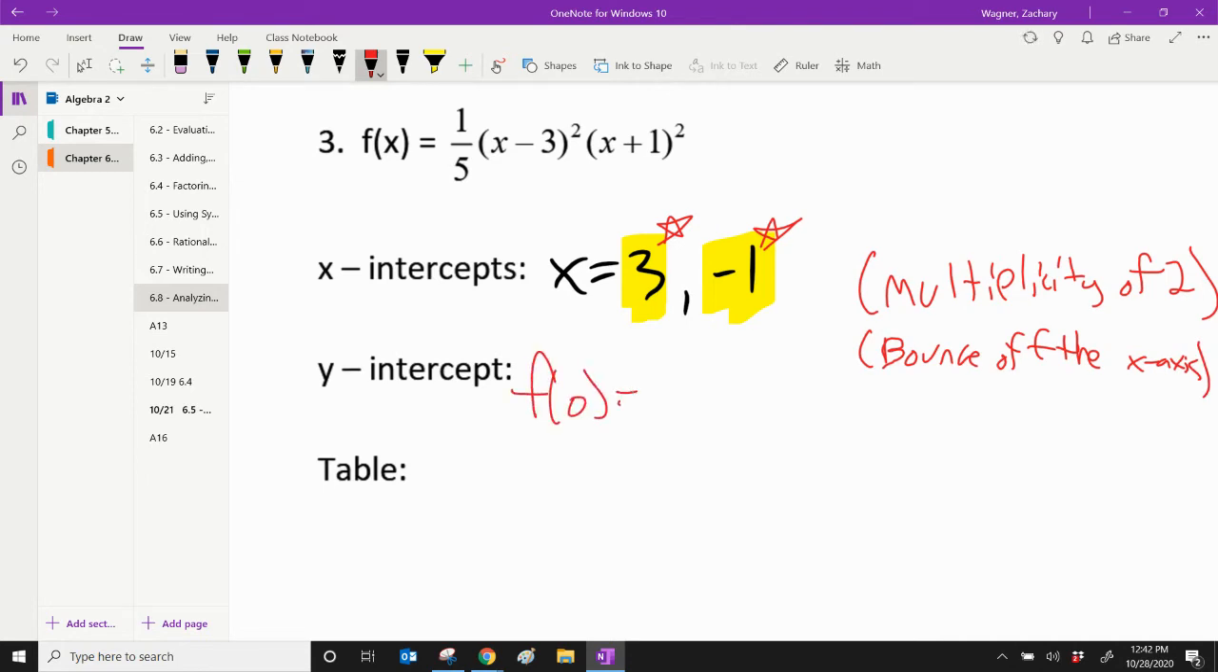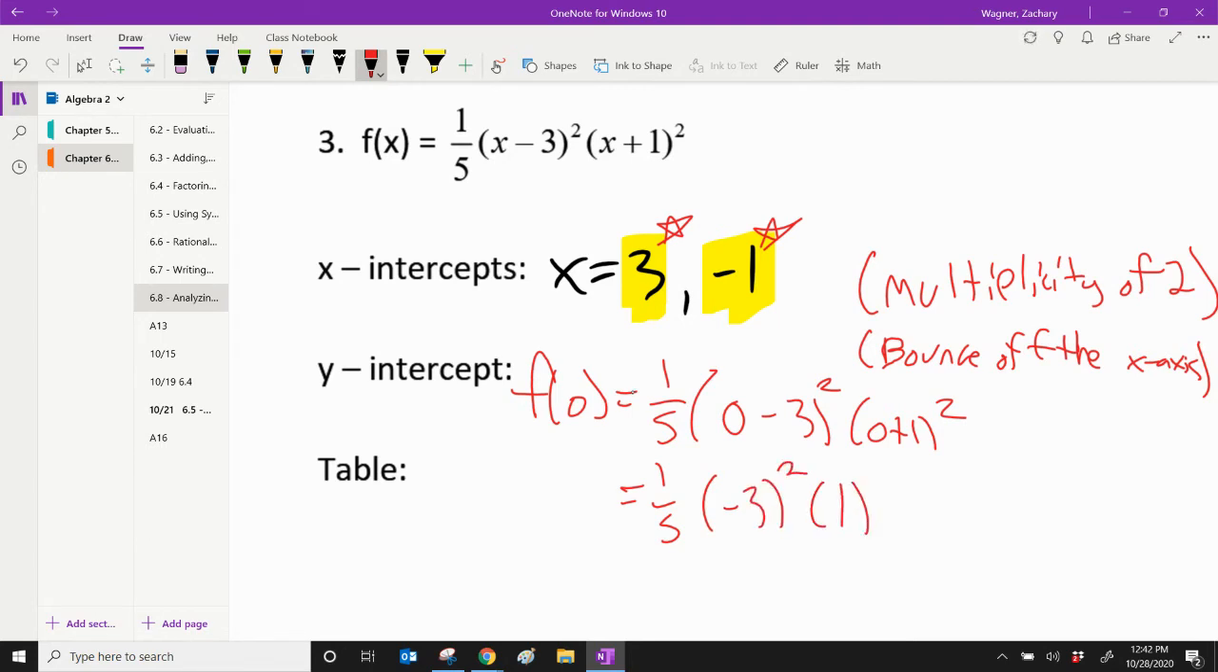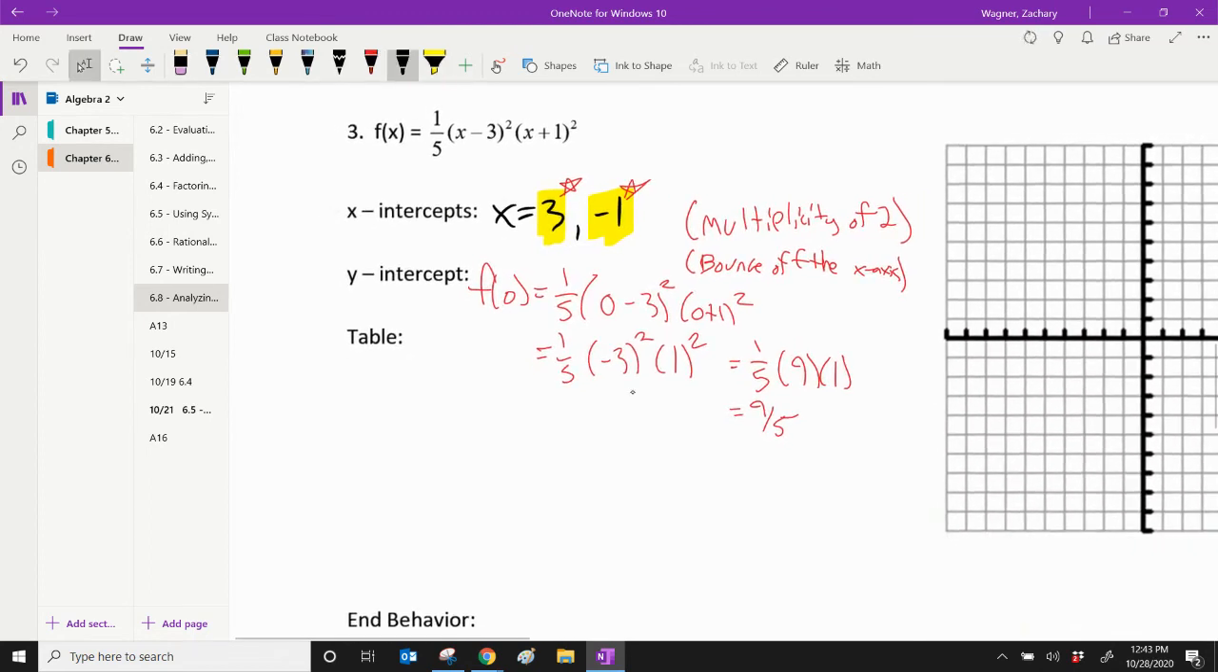Y-intercept is f at 0. Plug in 0 for x. 0 minus 3 squared, 0 plus 1 squared. 1/5 of 0 minus 3 is negative 3. 0 plus 1 is 1. Negative 3 squared is 9. And 1 squared is 1. This is equal to 9/5, which is just less than 2. So we're ready to compute our table.